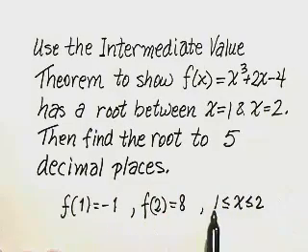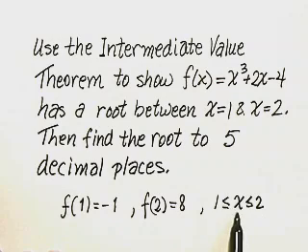here at the left endpoint, the value is negative 1. At the right endpoint, 2, the value is 8. So in that interval, the function has to assume every value between negative 1 and 8. In particular, since 0 is between negative 1 and 8, this function has to assume the value 0 in that interval. In other words, we're guaranteed by the intermediate value theorem that there is a root in that interval.